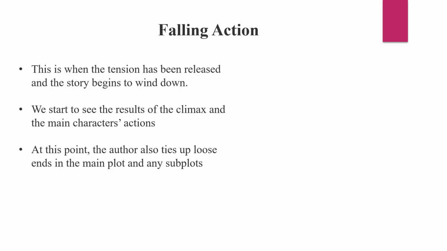The fourth part is falling action. This is when the tension has been released and the story begins to wind down. We start to see the results of the climax and the main character's actions and get a sense of what this means for them and the world they inhabit. The author ties up loose ends in the main plot and any subplots. For example, in To Kill a Mockingbird, we see the consequences of the trial and Atticus Finch's involvement in it. Tom goes to jail and is shot and killed. Scout and Jem are attacked by accuser Bob, who blames their father for making a fool out of him during the trial.